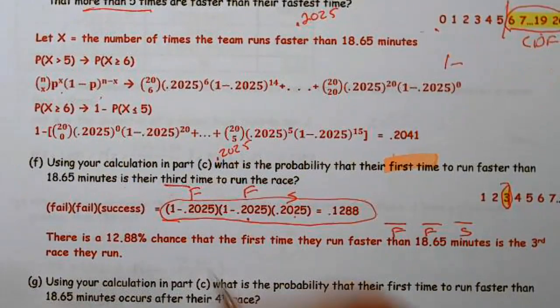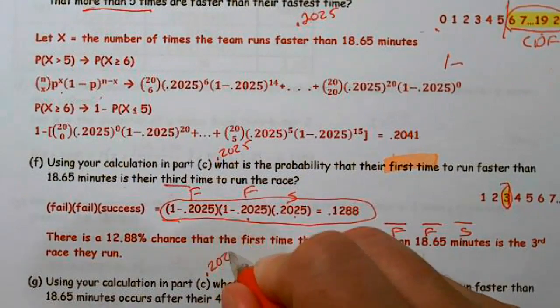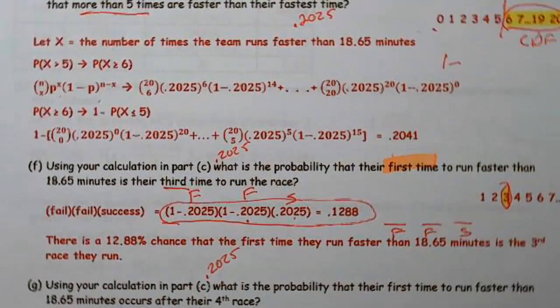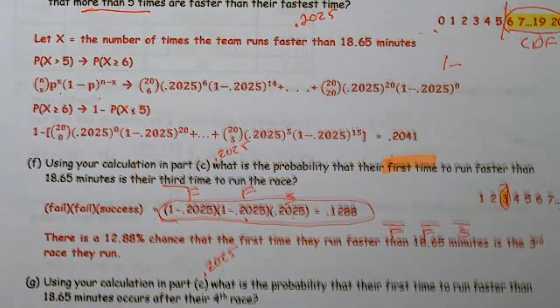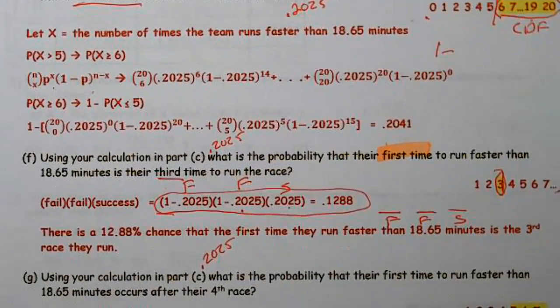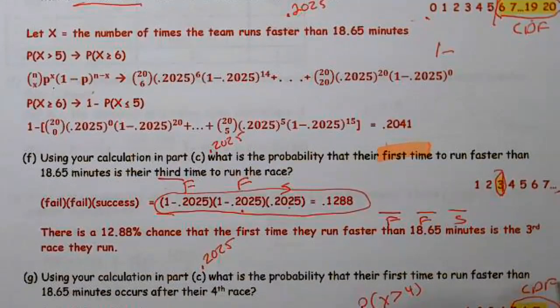Use your calculation in part C, 0.2025. What's the probability that the first time to run faster than 18.65 occurs after the fourth race? So they're saying, what's the probability that X is greater than 4? So I'm looking for 5, 6, 7. Here I'm looking for multiple values, so this probably implies a CDF. I see "first," and first implies I'm probably going to be using a geometric.